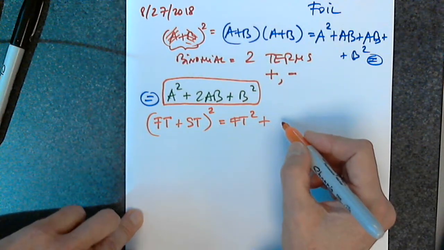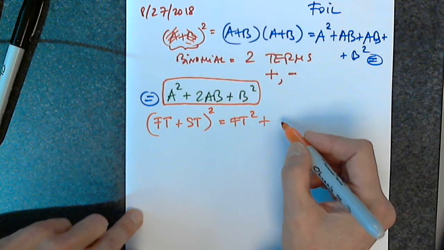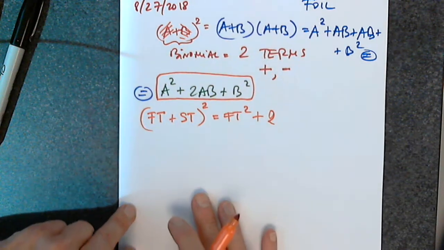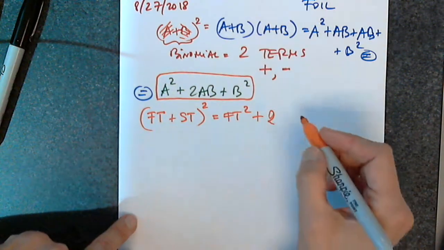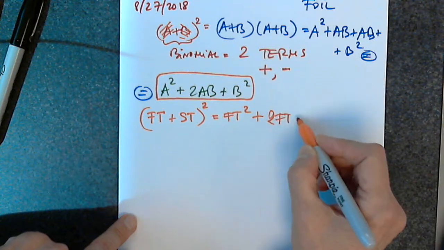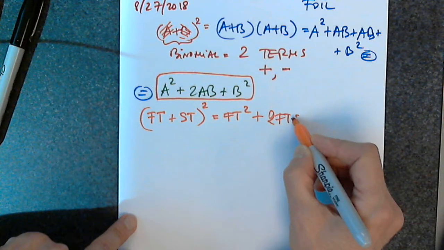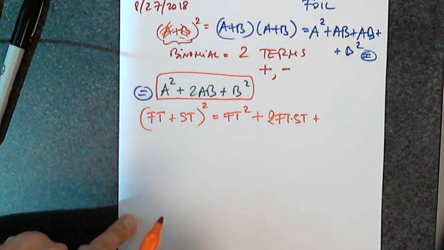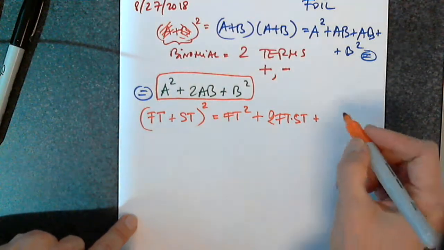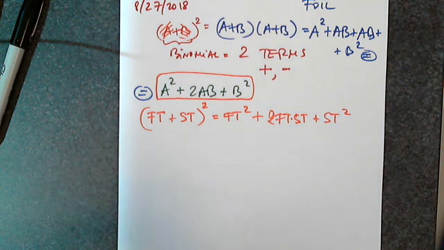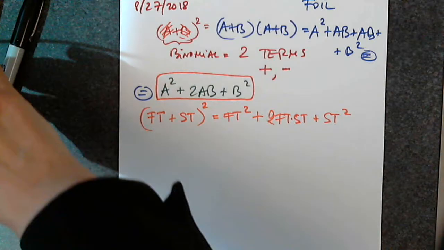So what will you tell me to write? 2, very good. What else? FT times ST, very good. Then I'm here with plus. What will you say? Very good. Awesome. Now I want you to give me an example.